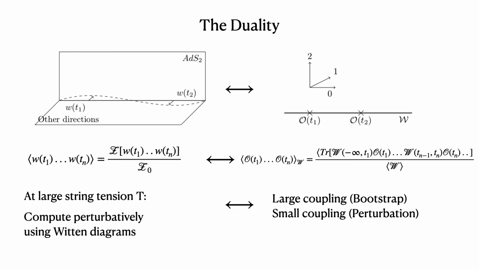So on one side, we're going to compute these correlators perturbatively using Witten diagrams, which are the AdS equivalent of Feynman diagrams. And on the CFT side, we'll try to relate these correlators, and they can be computed through bootstrap at large coupling, which is going to be what we'll be interested in. Notice that they can also be computed at small coupling through perturbation theory.